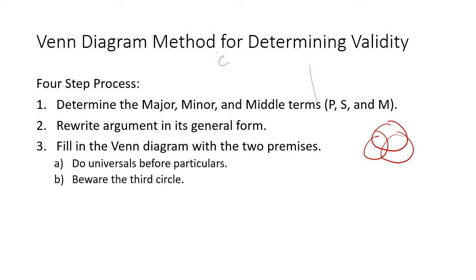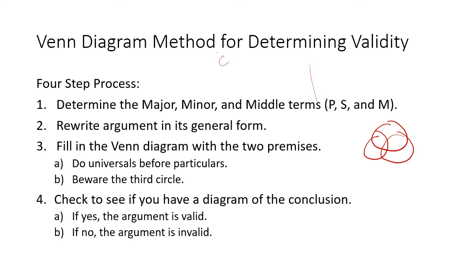But anyway, you draw the picture of the two premises, and then, here's the test, you check to see if you have a diagram of the conclusion. So you take a look at the conclusion and think to yourself, what would the picture look like if this were true? And if you have that picture, then the argument is valid. And if you don't have that picture, then the argument is invalid.